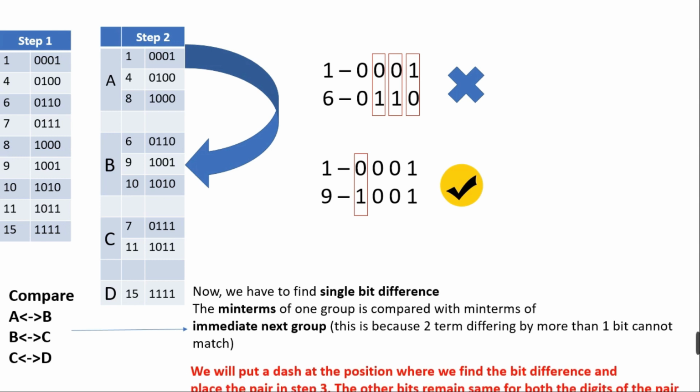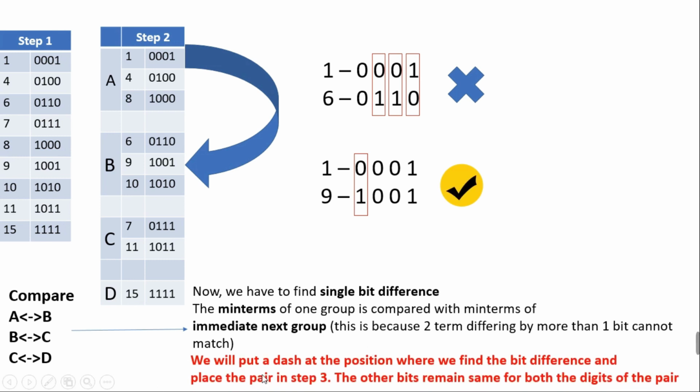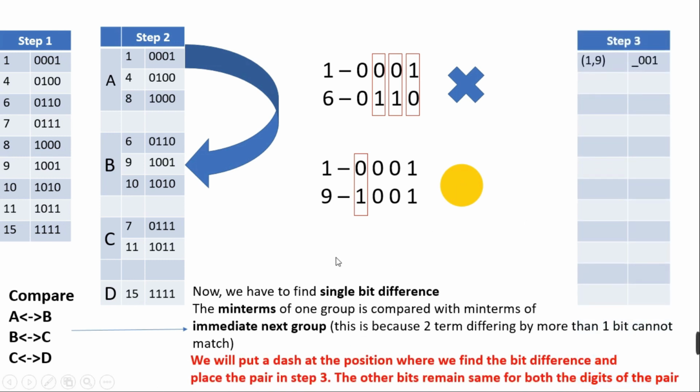All right, so this is what is actually written here. This is step 3. Since this pair matches the condition of single bit difference, we took this pair and put it into step 3. And in step 3, you can see that there is something written over here, some binary bits and a dash. So how did we actually put it? Here is the rule. We'll put a dash at the position where we find the bit difference, and place the pair in step 3 as we did, and the other bits remain the same for both the digits of the pair.